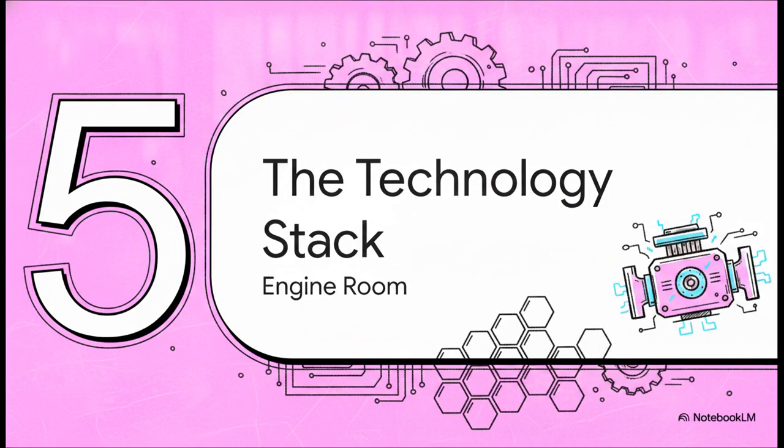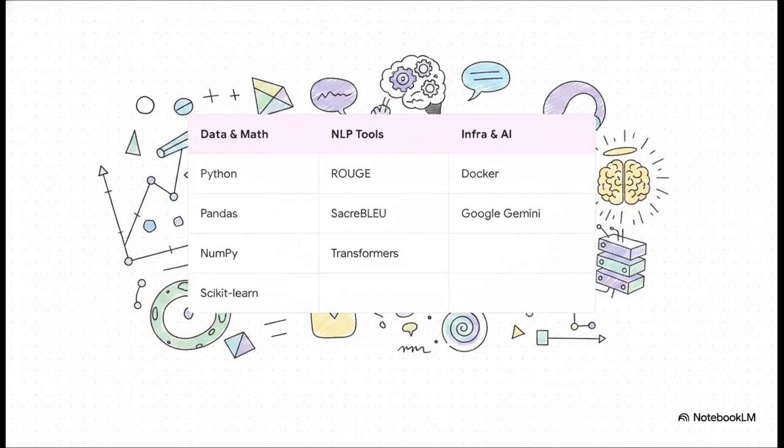Finally, let's look at part 5, the technology stack. So, what exactly is running down in the engine room to make all of this deep evaluation possible? Well, this breakdown gives us a look at the entire tech stack powering the framework. Starting on the left, we've got the foundational data and math tools: Python, Pandas, NumPy, and scikit-learn. These handle all the massive data sets. In the middle, you have the natural language processing, or NLP tools, doing the heavy lifting. That's your ROUGE, SacreBLEU, and the famous Transformers library.